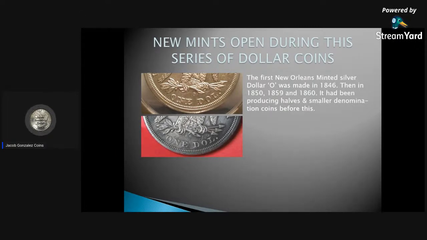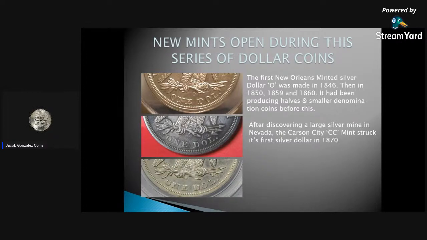Next, one of my favorite mints, the Carson City Mint. After discovering a large silver mine in Nevada, the Carson City CC Mint struck its first silver dollar in 1870. Look at that coin, guys. That coin is a beautiful example of a CC.